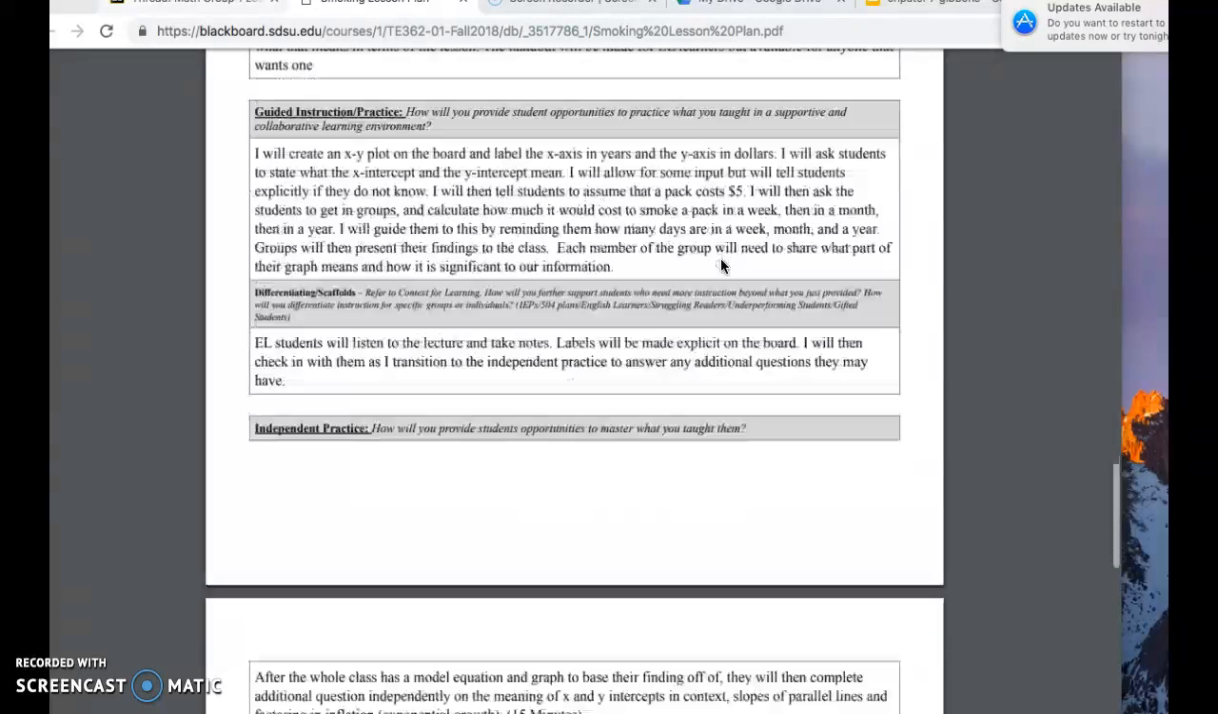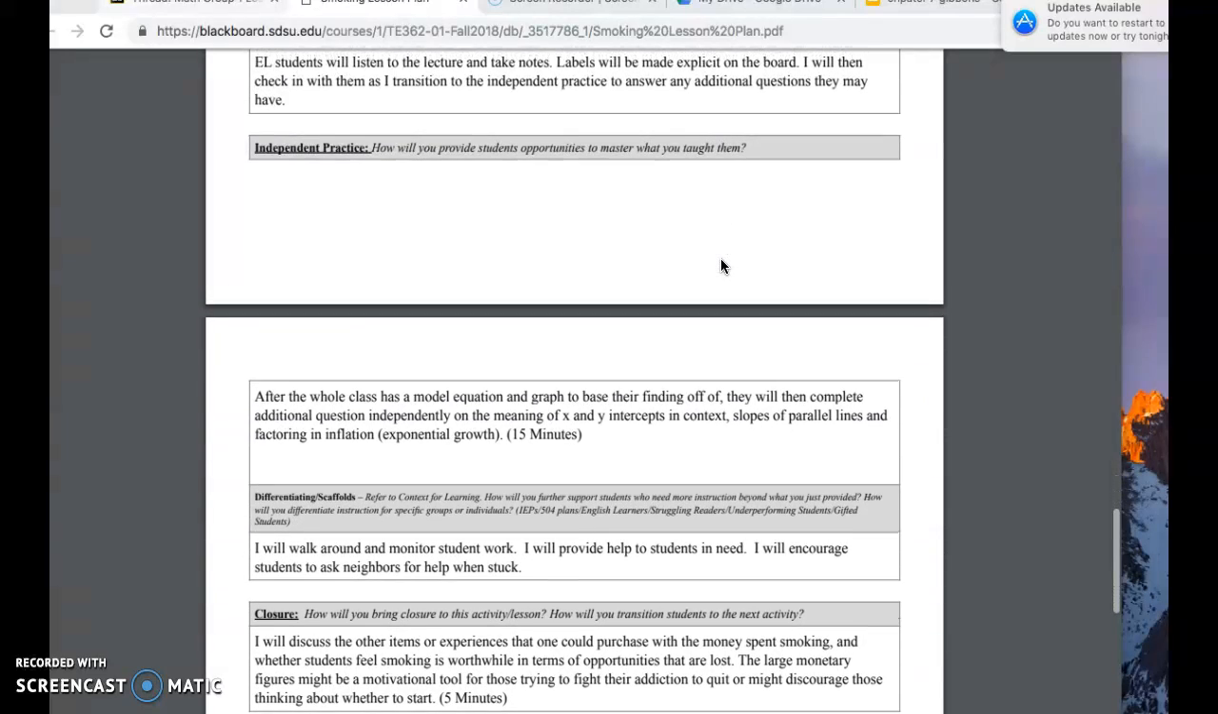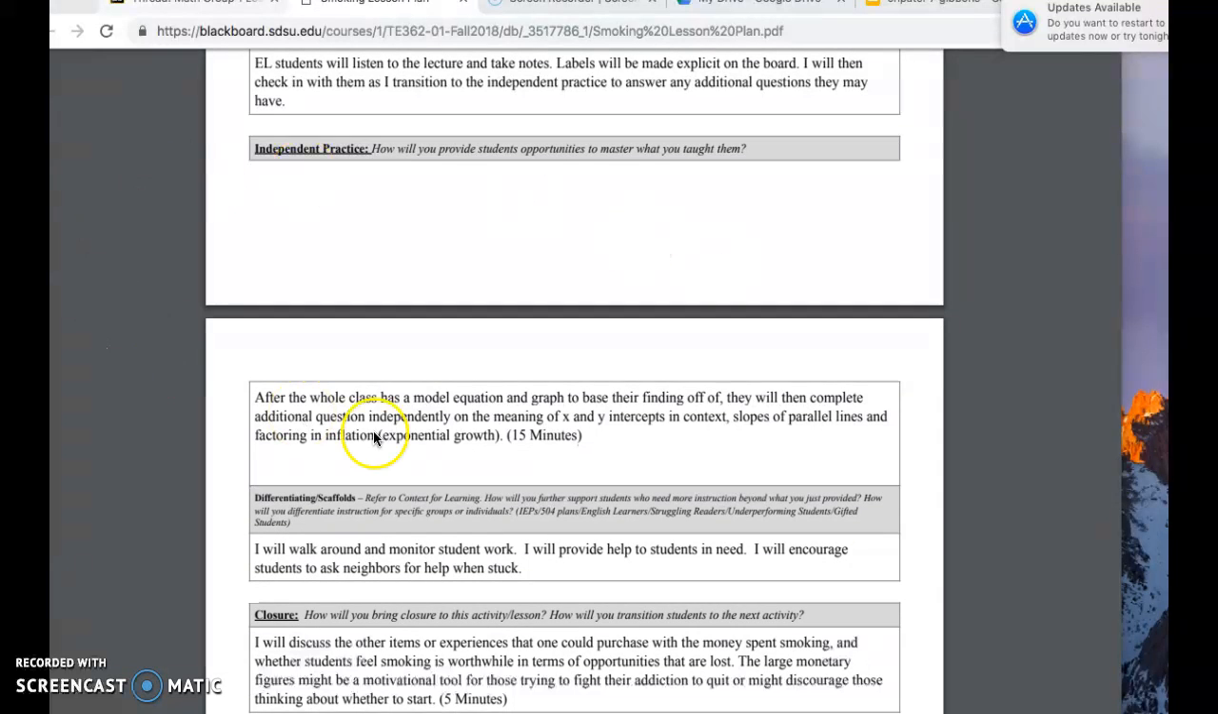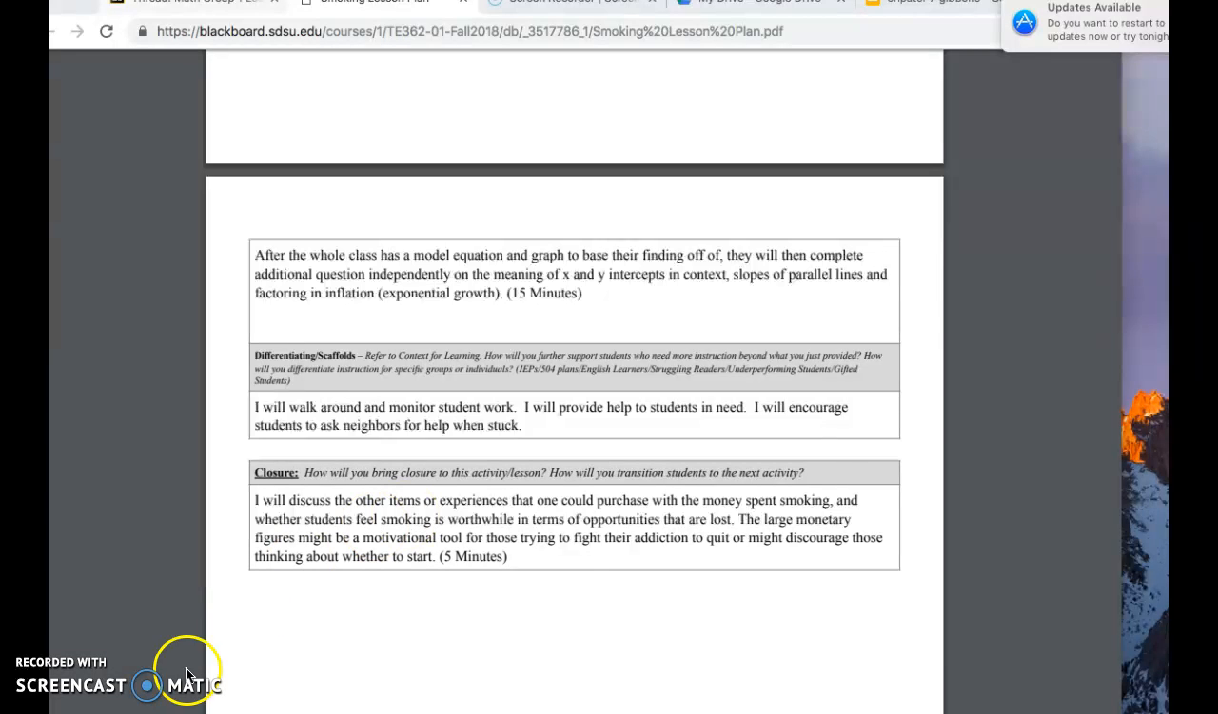$5. And then they're going to take lecture notes. And then we're going to discuss as a group what they found, talk about independent parallel lines and exponential growth. And we're finally going to conclude this by asking students, just thinking about all the other expenses and what they could buy, and why you should discourage students from smoking. So that's the lesson.